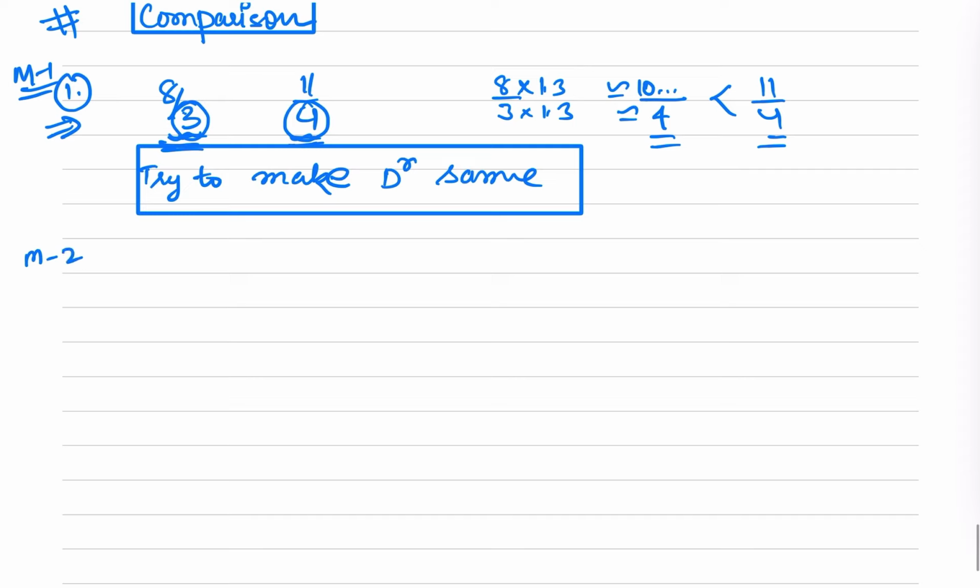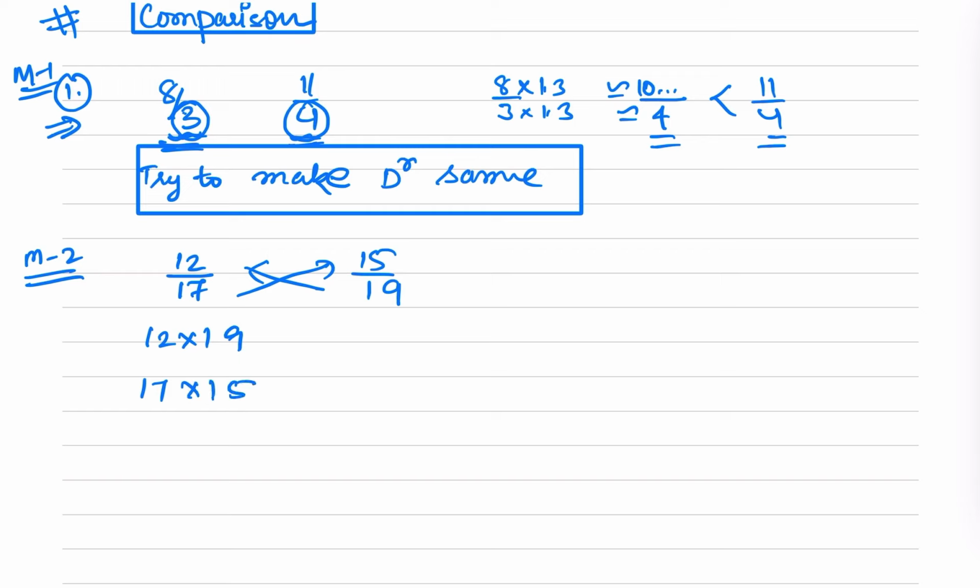Now method 2. For example, if I need to compare 12 by 17 and 15 by 19, let's say. This method is called the cross multiplier method. So what you do basically, you multiply this and you multiply this. Make sense? So what is it? 12 into 19, and you will be calculating 17 into 15.